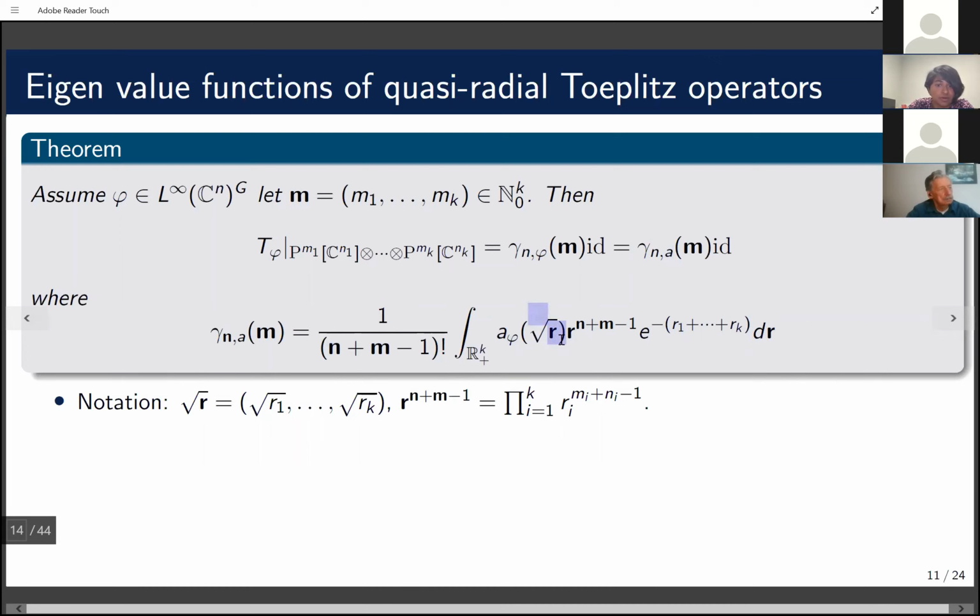And root r here is just taking roots of each of the components, and r to the n plus m minus 1 here means we take r_i raised to the power m_i plus n_i minus 1 and take the product.